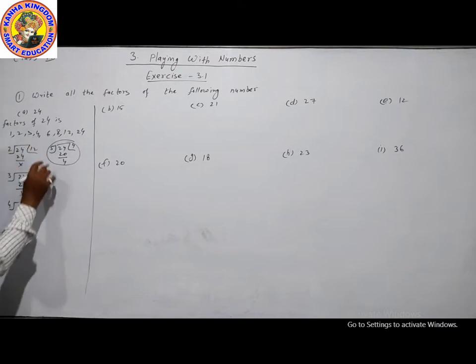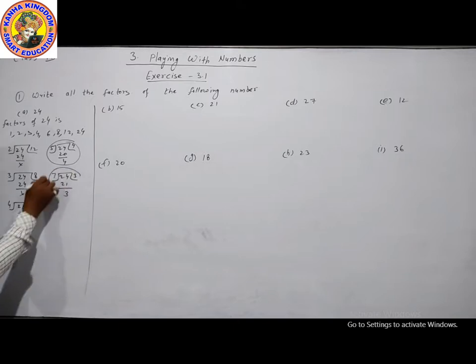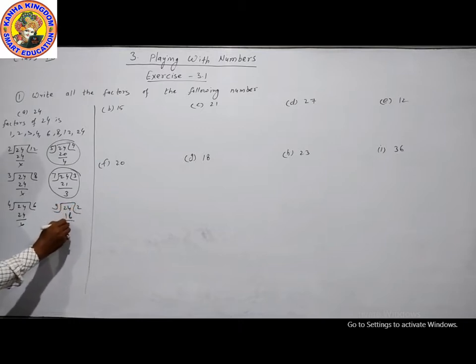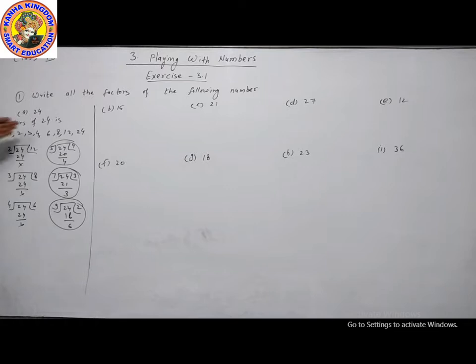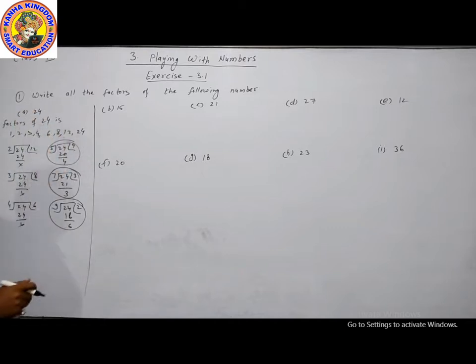6, then 7. Now 7, 3 times is 21 in 24, the remainder is 3. So this is not a factor. When we use 9, 2 times 9 is 18, the remainder is 6. So 9 is not a factor. So the factors of 24 are 1, 2, 3, 4, 6, 8, 12 and 24.